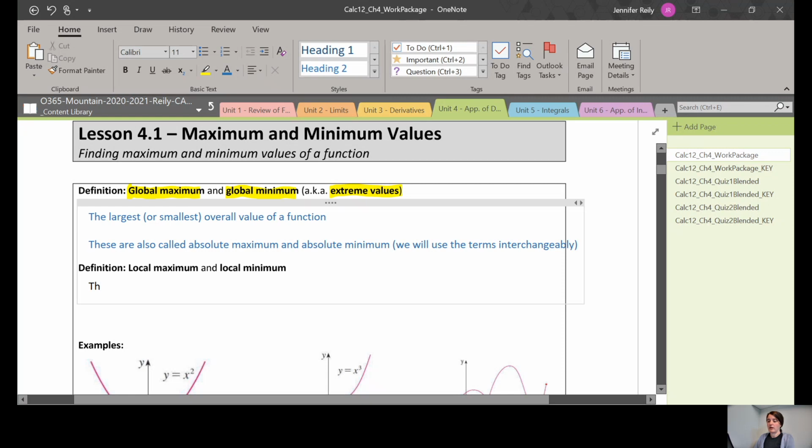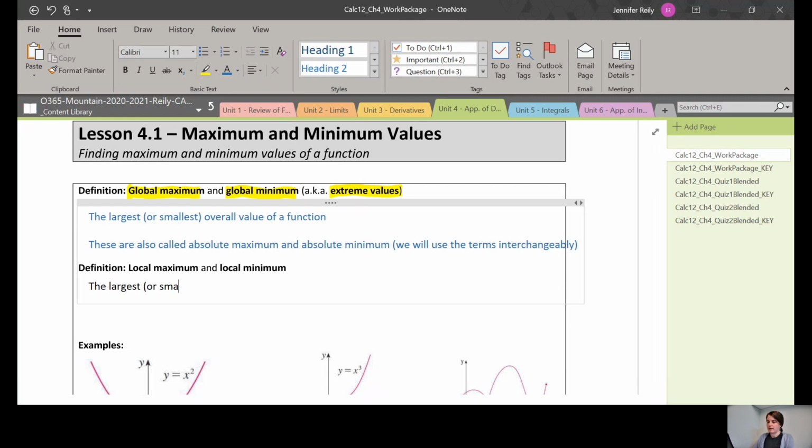Okay, and there's also something called a local minimum and a local maximum. A local minimum or a local maximum is the largest or smallest value of a function compared to nearby points, in the immediate vicinity.